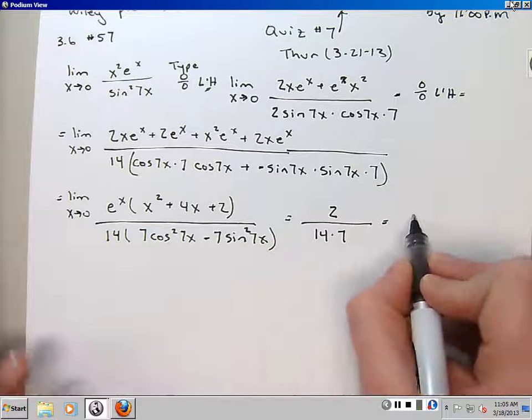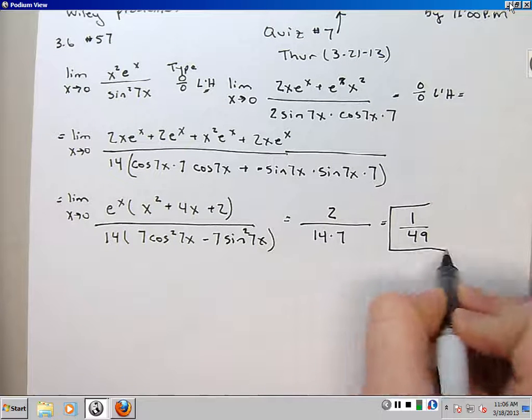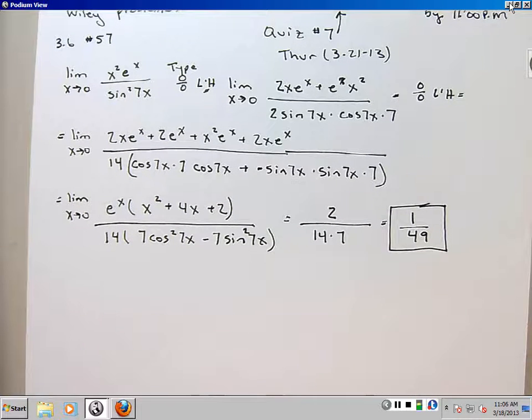Seem reasonable? The limit of e to the x over sine squared of 7x, as x goes to 0, yep, 1 over 49. Any questions on that?